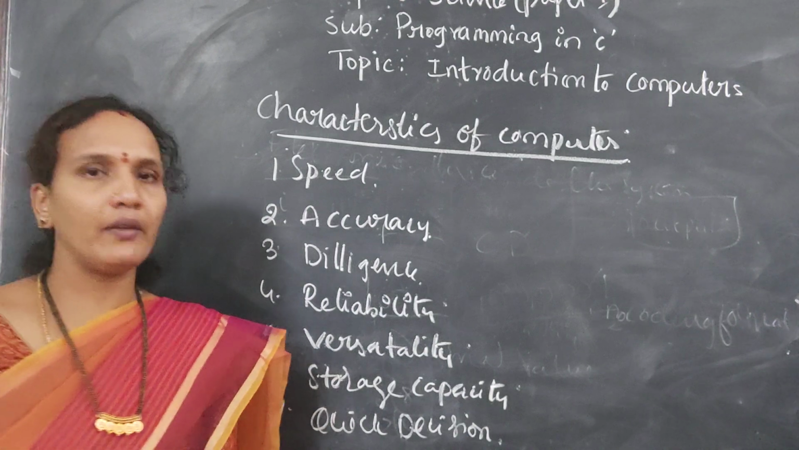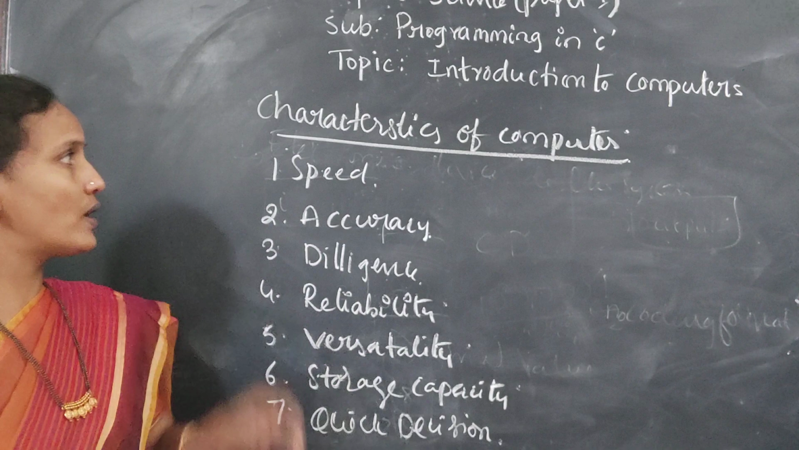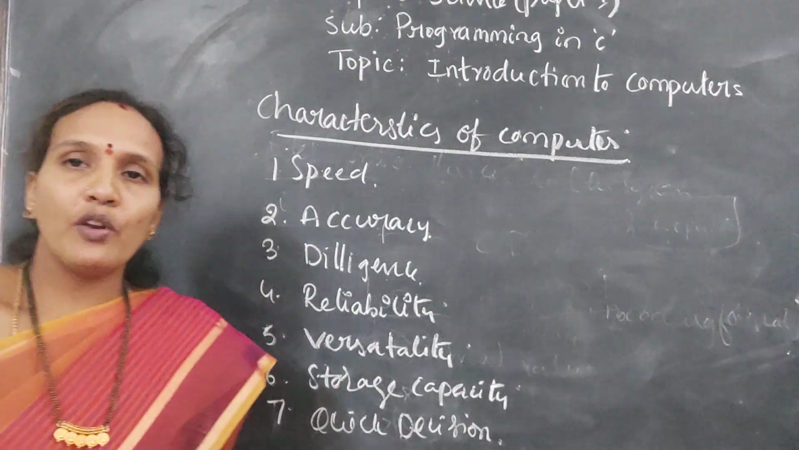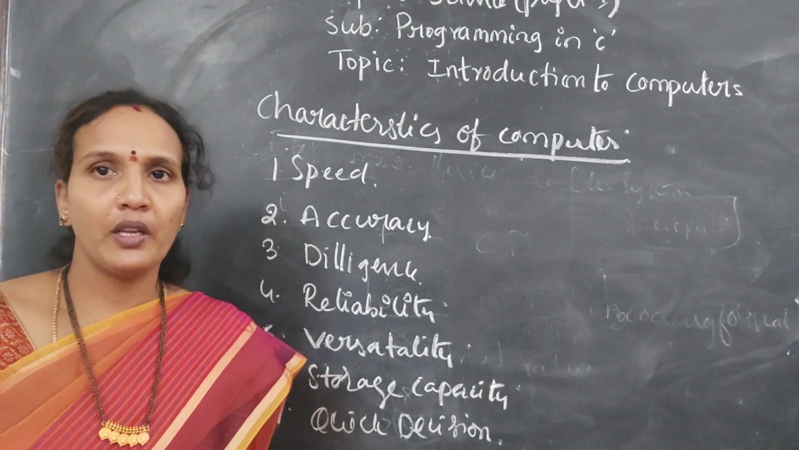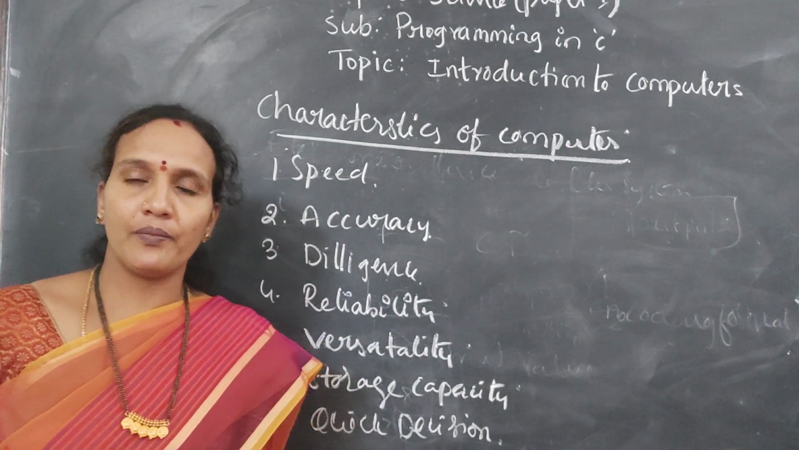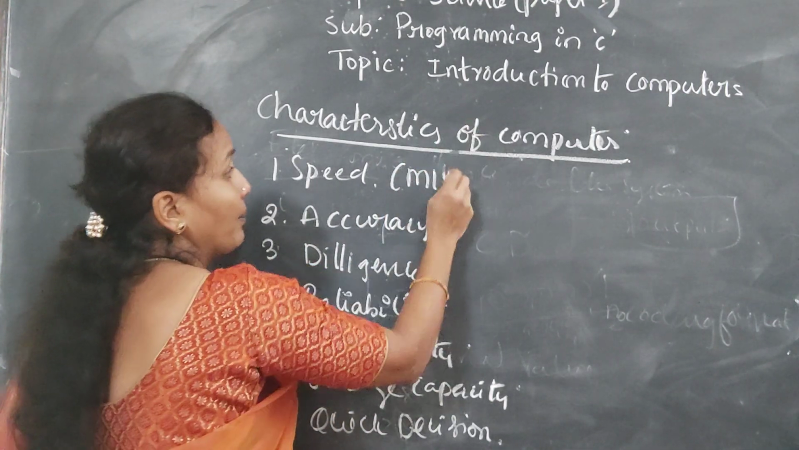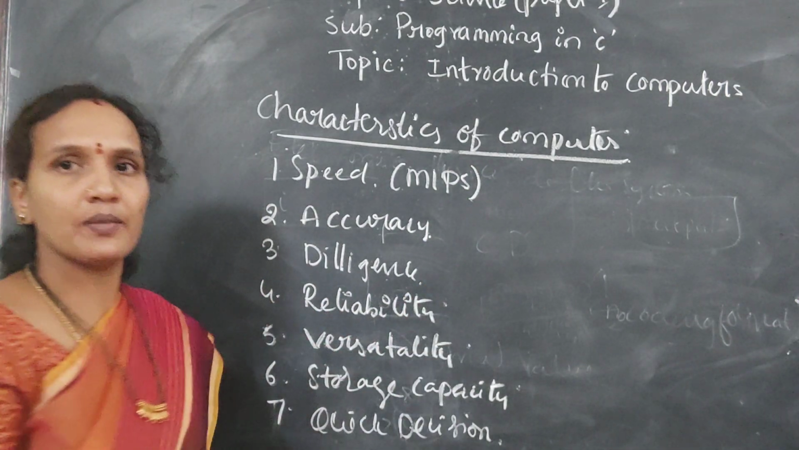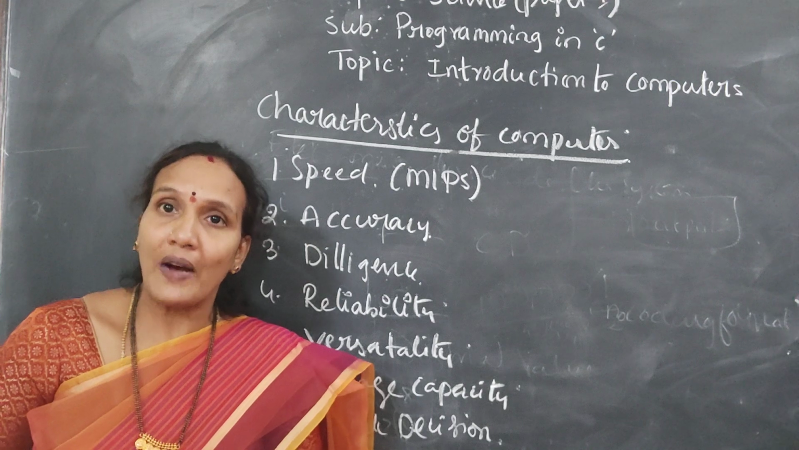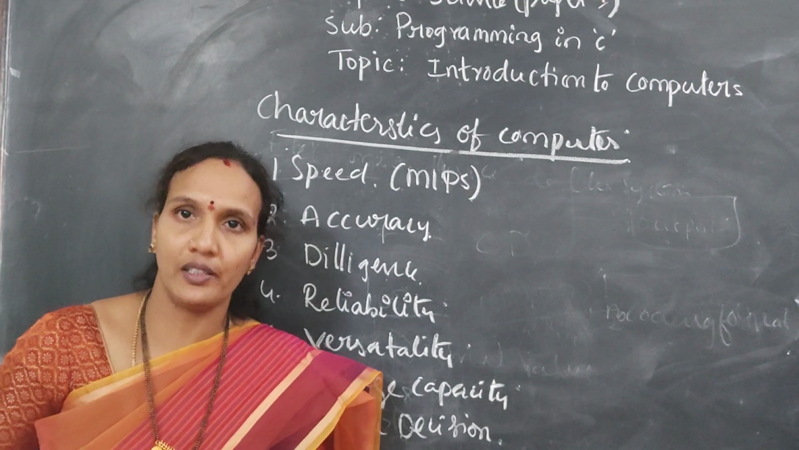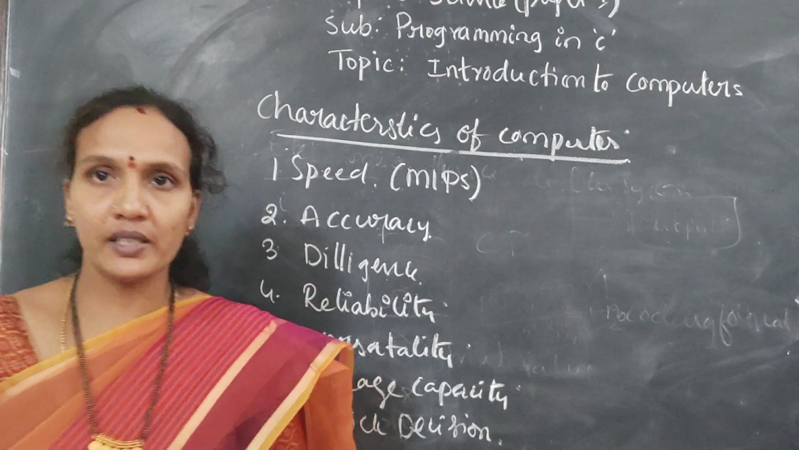Now here we have a list of characteristics of computers. The first one is the speed. One of the important characteristics of a computer is the speed, and the speed of the computer is measured in MIPS, millions of instructions per second. So computer is a fast calculation device. It will perform thousands of calculations per second.